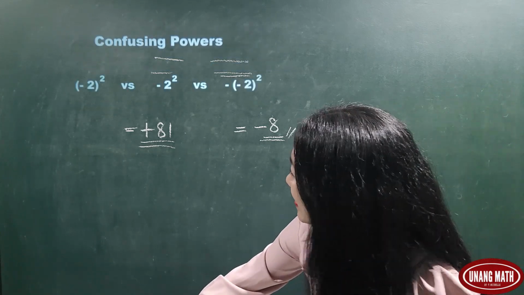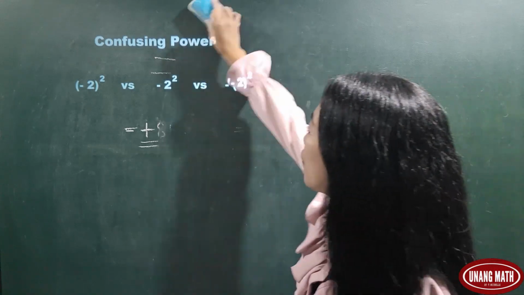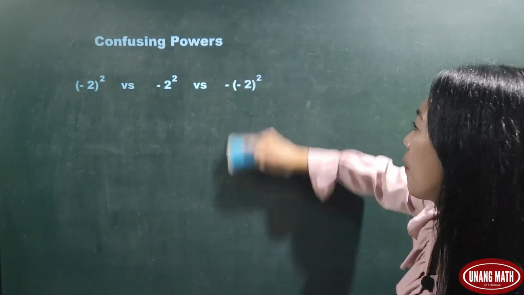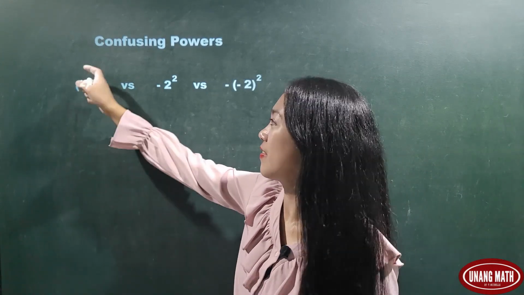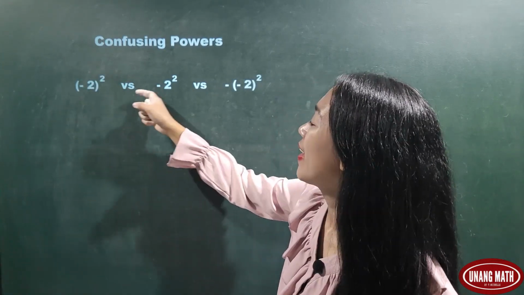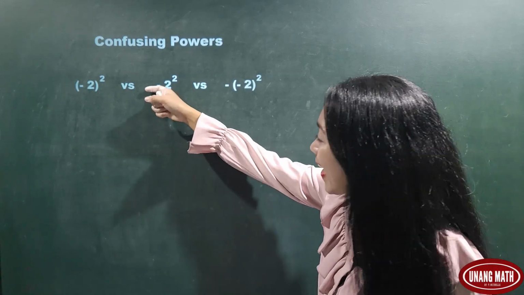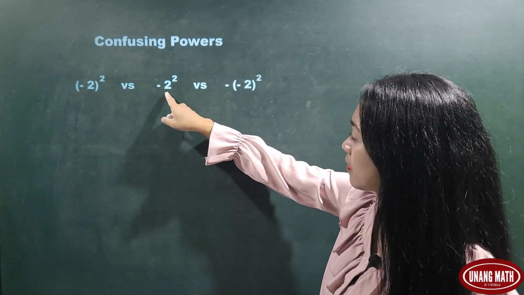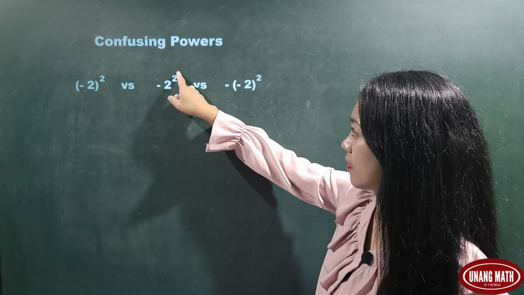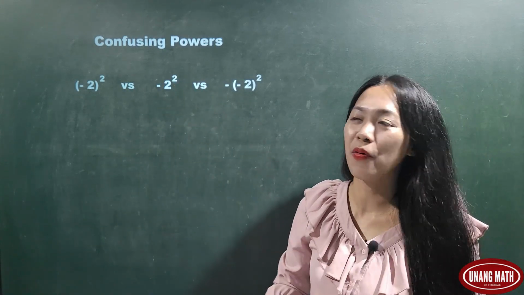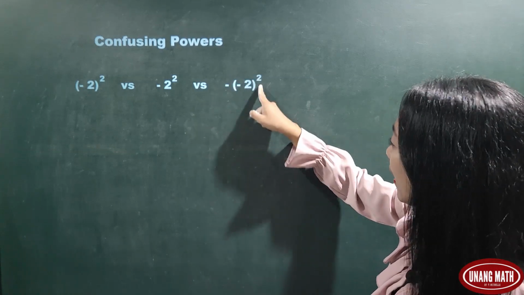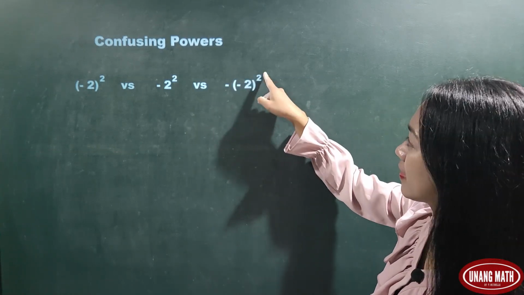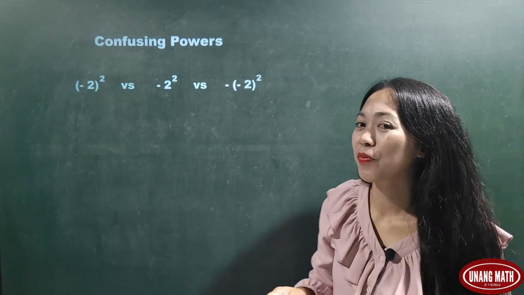Okay, let's check this time these confusing powers or exponents. We have here negative 2 inside the parenthesis raised to the power of 2. The next number is negative 2. Take note, this is not inside the parenthesis, and this is also raised to the power of 2. And we have here a negative sign and then negative 2 inside the parenthesis raised to the power of 2.